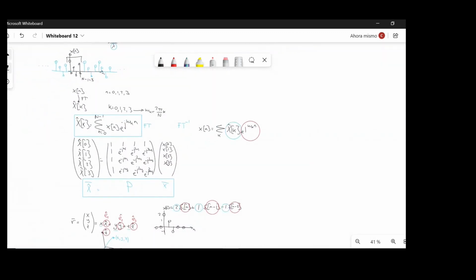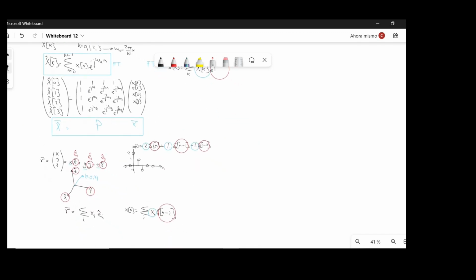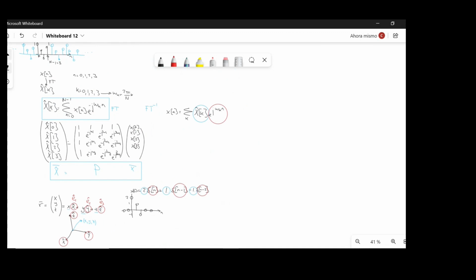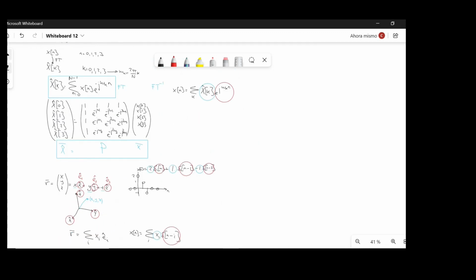So here, my basis functions, all of these are these functions here. Let's draw the first basis. So this is the first basis, this is delta n. This is my first element of the basis. This is the second one. So the second one is this one here.